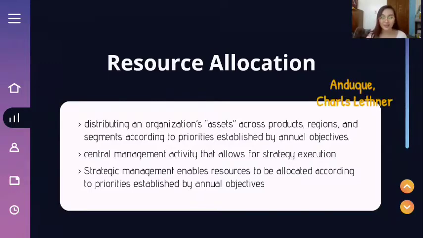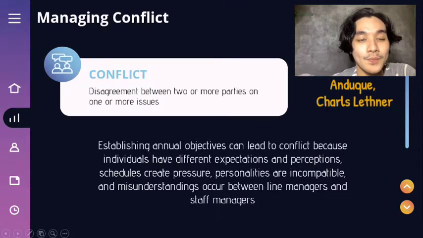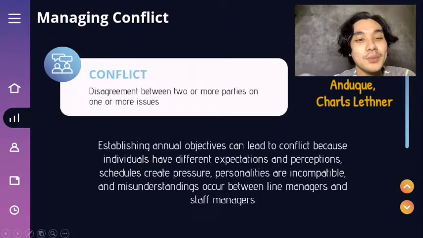Charles Anduque. In an organization, anything could happen anytime, and one of which is conflict. Conflict is defined as a disagreement between two or more parties on one or more issues. It is an inevitable part of someone's workplace. It may be short lived, or it may exist for months or even years. It could be about work, or it could be about personal interests.